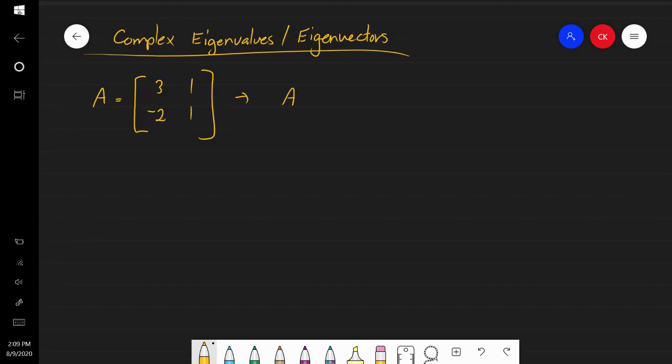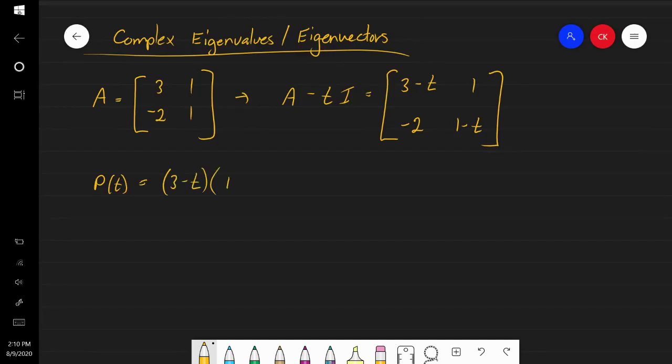We'll take A minus t times I to find our characteristic polynomial, and we'll have 3 minus t, 1, minus 2, and 1 minus t for our elements, and we go ahead and compute the determinant. So the characteristic polynomial, p of t, is computed as 3 minus t times 1 minus t minus negative 2, and simplifying that, we get that p of t is equal to t squared minus 4t plus 5. So now we have our characteristic polynomial, which we would then factor.